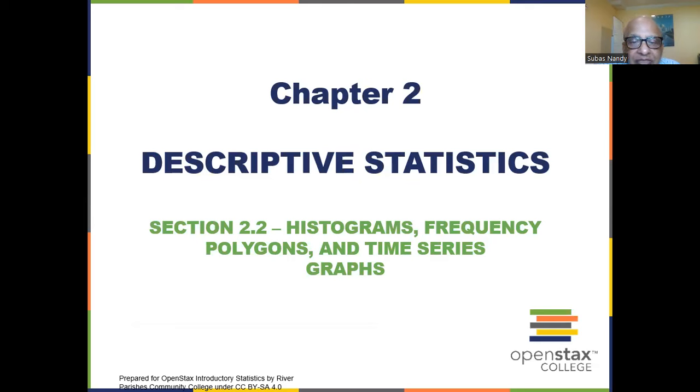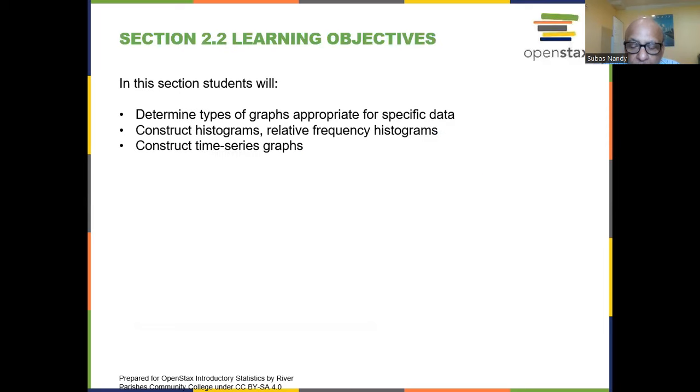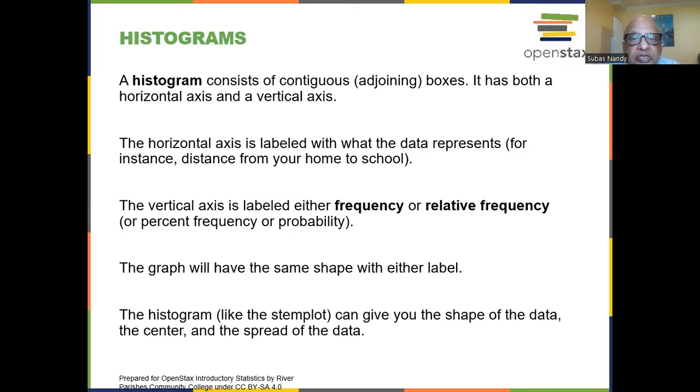Now we are going to talk about histograms, frequency polygons, and time series graphs. A histogram consists of contiguous, adjoining boxes. It has both a horizontal axis and a vertical axis. Adjoining boxes means there is no gap between the vertical boxes or rectangles. The horizontal axis is labeled with what the data represents, for instance, distance from your home to school. The vertical axis is labeled either frequency, relative frequency, percent frequency, or probability. The graph will have the same shape with either label.